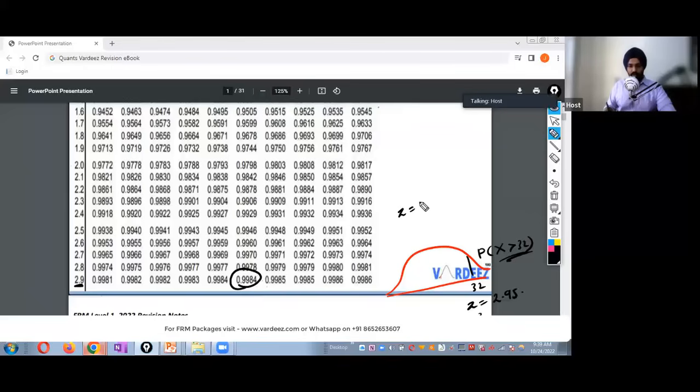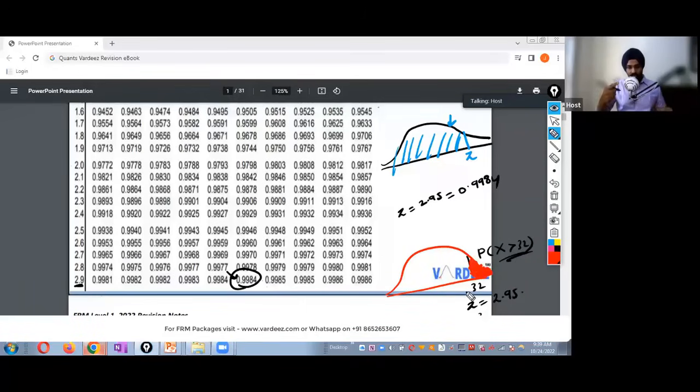So for the Z value of 2.95, looking at the table, this is 2.9 and from this line it's 0.9984. But this is giving me the value for this one, right? Because this table is meant to give you the values for the left side of the distribution, all the left side. But I wanted to find the right side, but the table is showing me the left side.